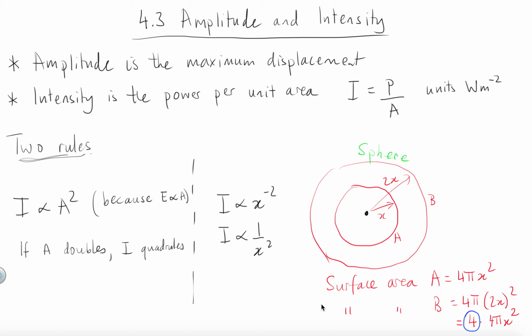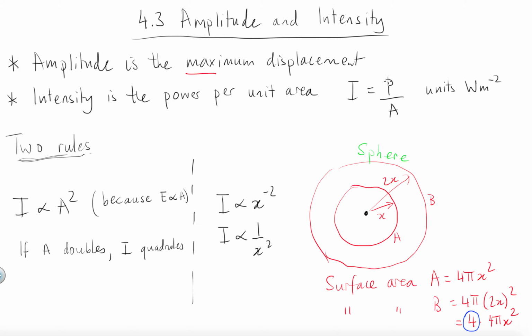So carrying on with 4.3, we're going to talk about amplitude and intensity. Well, amplitude we've heard of before. That's the maximum displacement of the medium, whereas intensity is a new concept and it's defined as the power per unit area. So we've talked about that waves transfer energy, and power is energy per unit time. Well, intensity is power per unit area, and the units are watts per square meter.